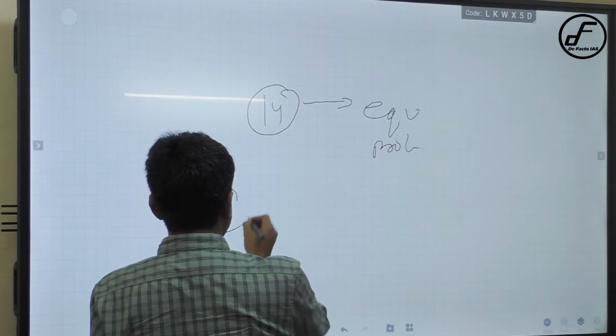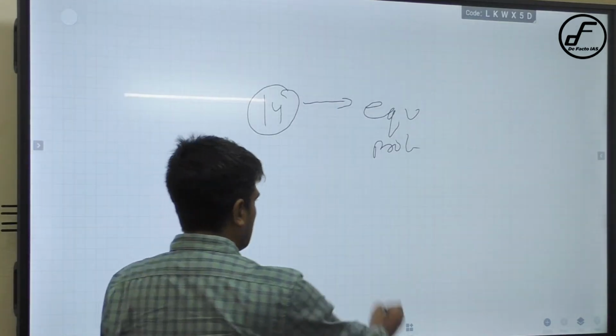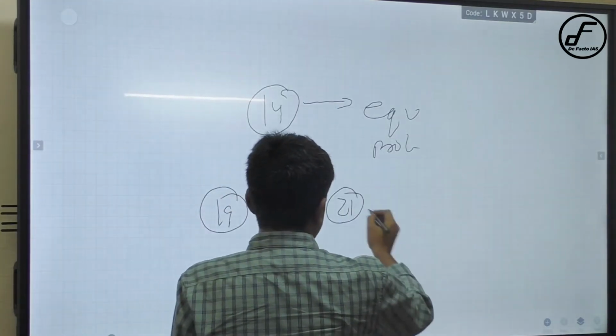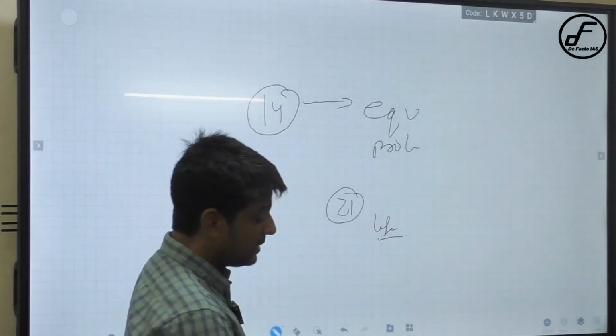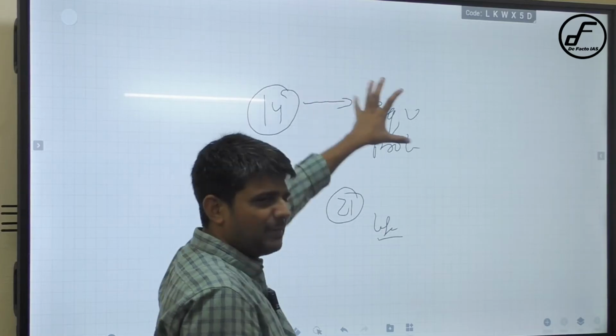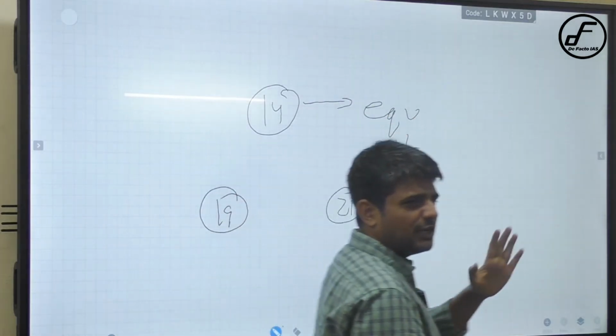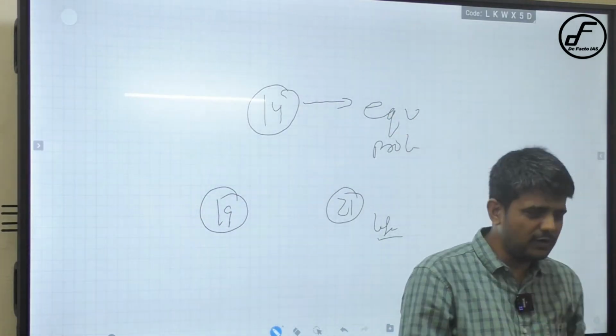Article 19 gives you freedom of speech and expression, and Article 21 gives you life and personal liberty. Now what is the difference between them? I mean, the relationship between them. Understand it nicely. The equality principle simply says that you should be treated equally. That is the simple meaning of the equality principle.